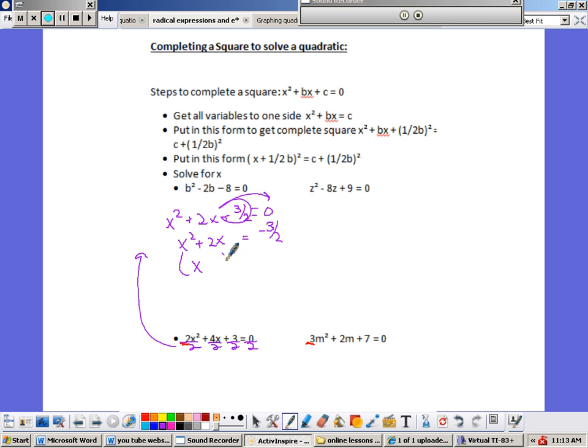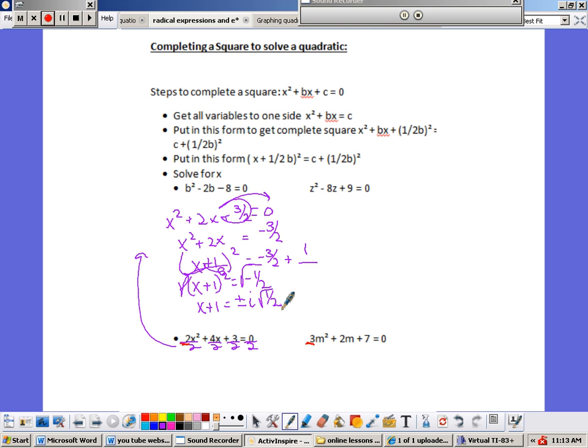Get my x squared equals negative 3 halves plus something. Half of 2 is 1. 1 squared is 1. X plus 1 squared is equal to negative 1 half, because negative 3 halves plus 1 is negative 1 half. Square root it. X plus 1, because this disappears, equals plus or minus i square root of 1 over 2.